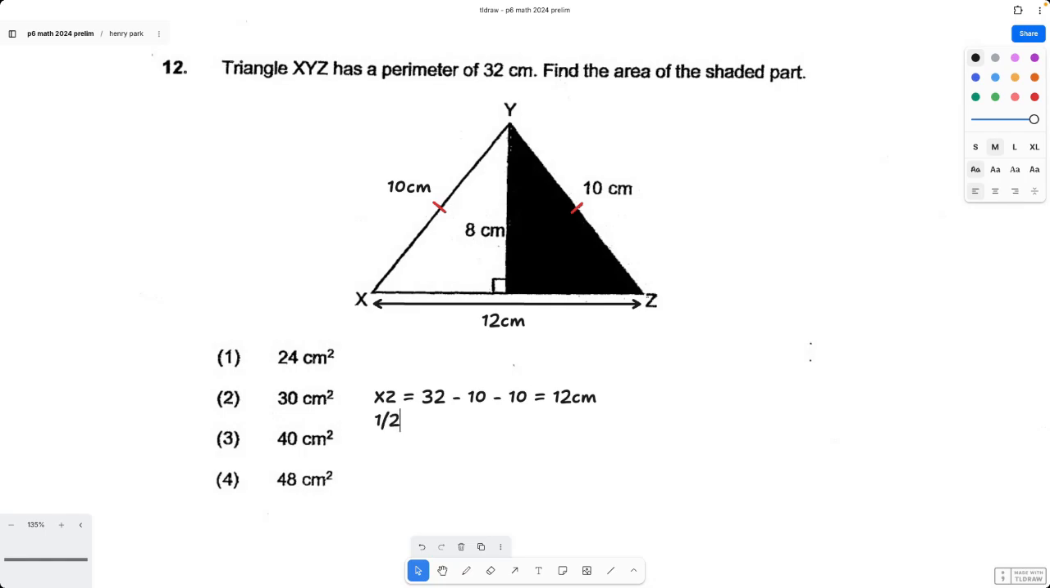Half of xz is equal to 12 divided by 2. This will give you 6. Okay, so this is 12 centimeters. So half, or the shaded part, is 6 centimeters.